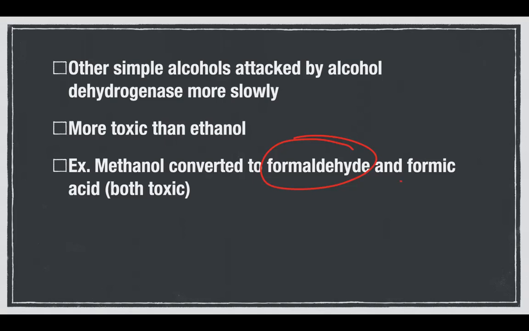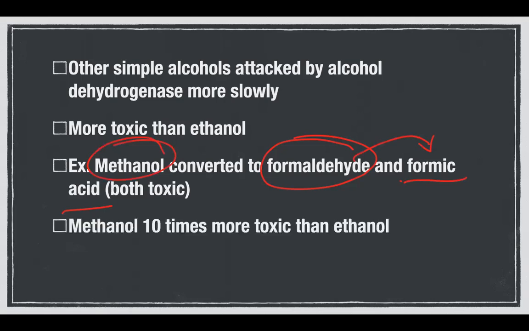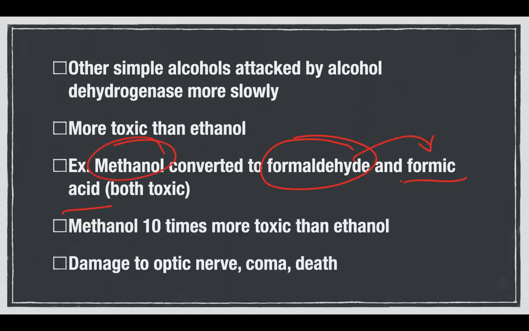Anyway, formaldehyde eventually turns to formic acid, and both formaldehyde and formic acid are toxic. This is why I said methanol is bad. It's 10 times more toxic than ethanol. And like I said, it damages the optic nerve. It can lead to coma and even death.